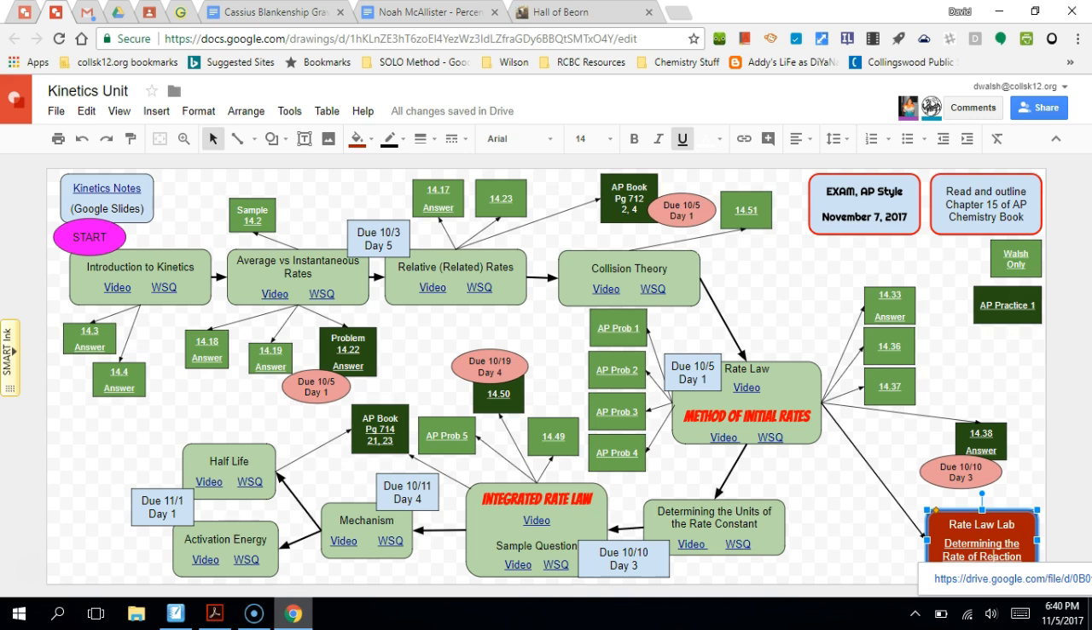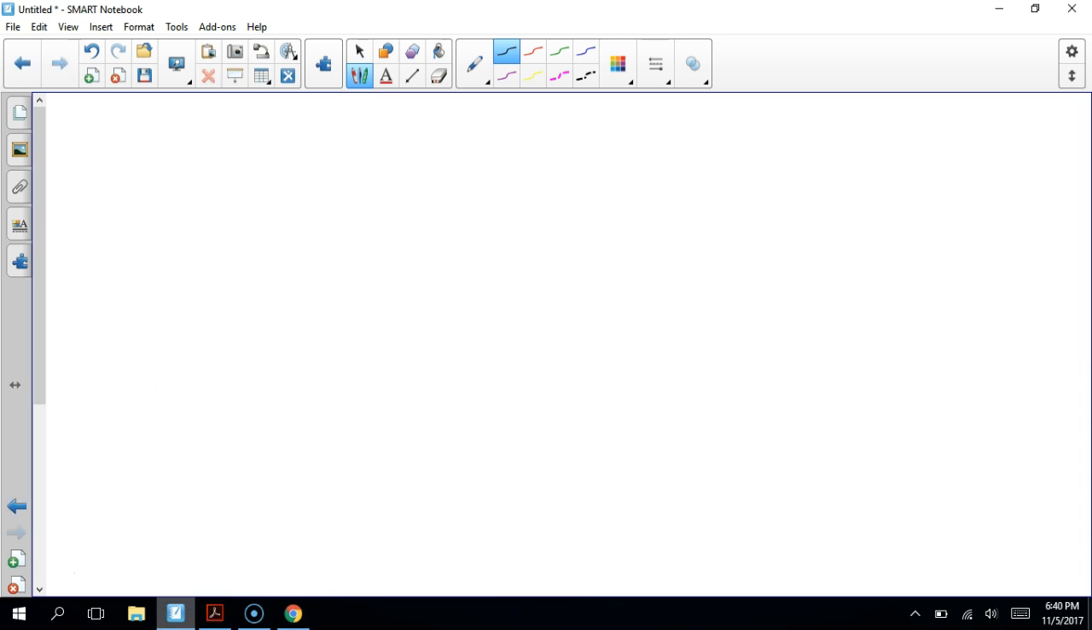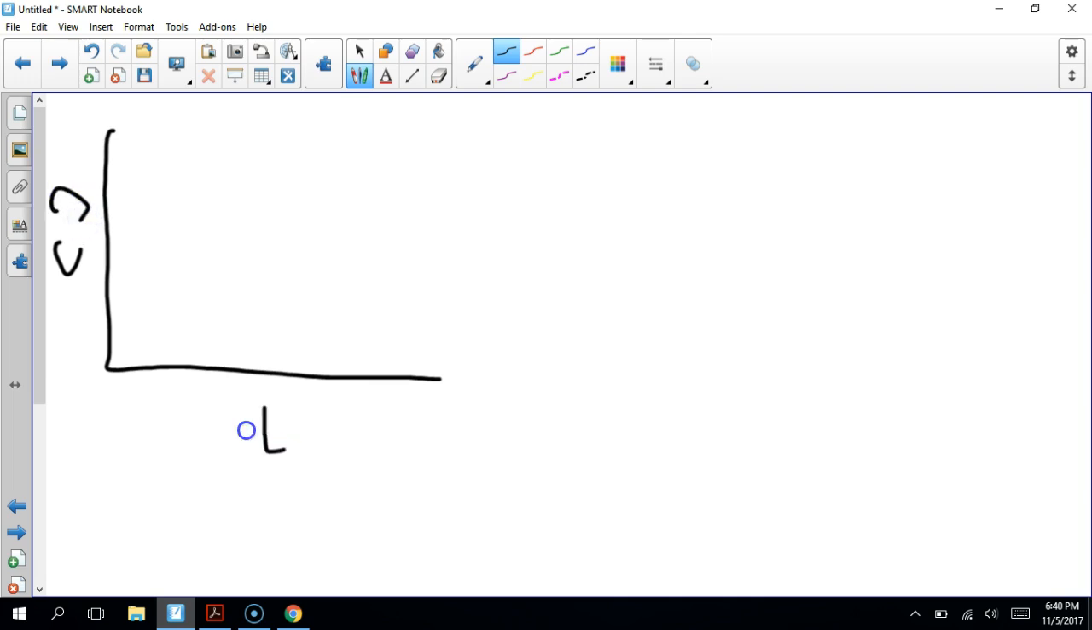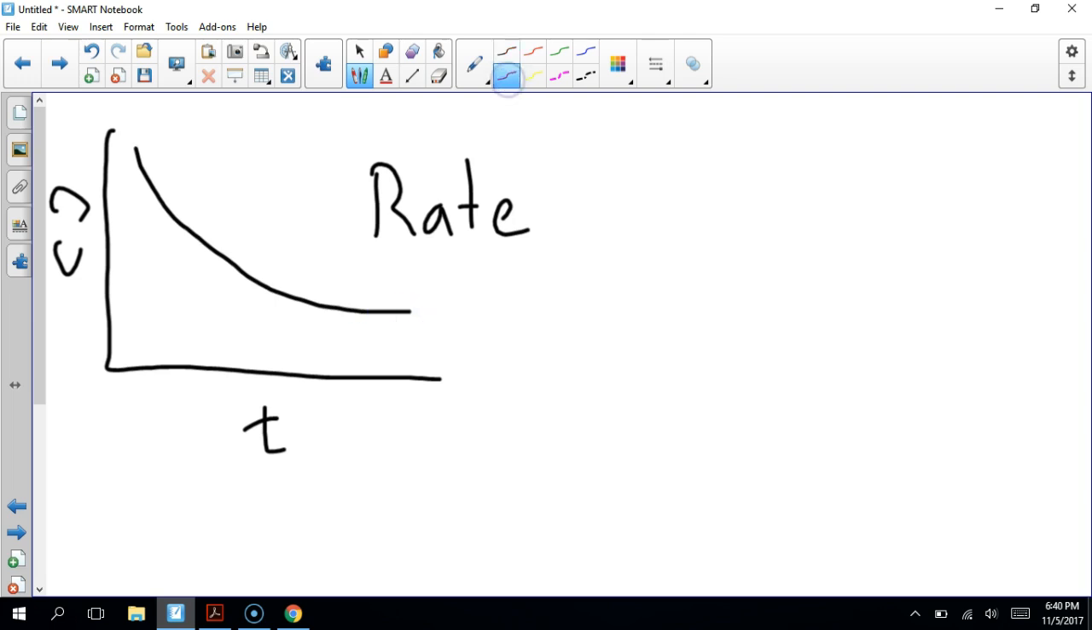And so let me go here and pull up a different thing. So there's a bunch of different graphs that we have to keep in mind. The first graph that we have to worry about is concentration versus time, and that gives us the rate. Now, usually that's shaped like this, and the average rate would be here from there to there. That would be the average rate.